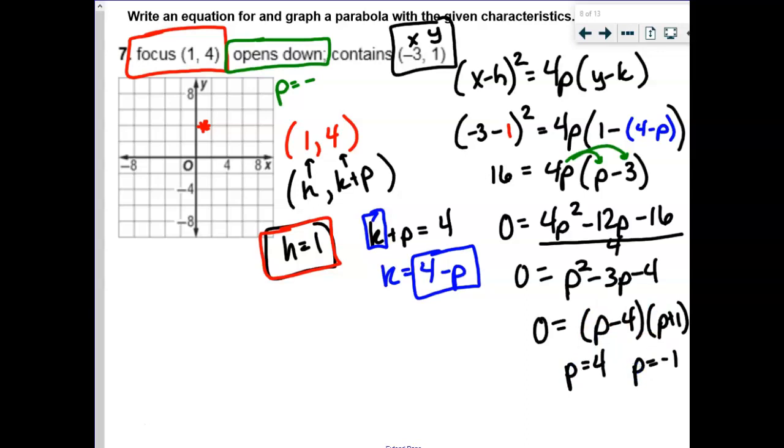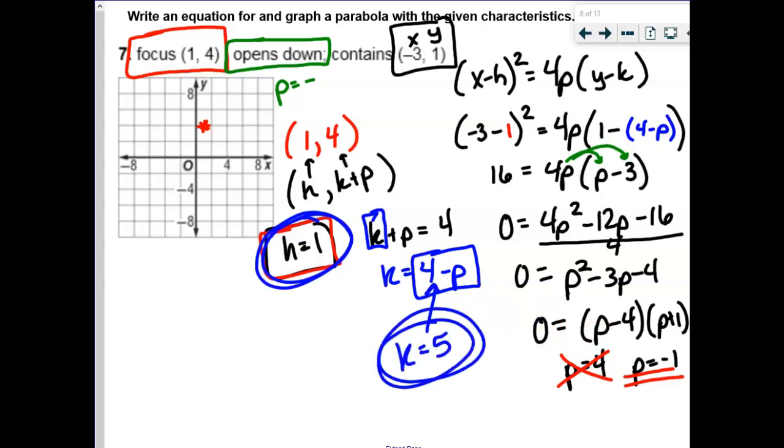Yes, we got to throw out the 4, because that's not going to work for something that has to open down. We're going to use p equals negative 1. All right, guys, we're home free. You've got h. You can now find k, because you just found p. So k is 4 minus negative 1. k is 5. It's rock and roll. Plug everything in where it goes.